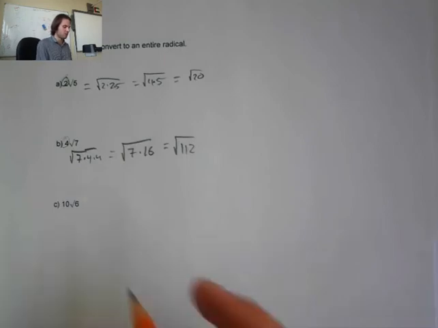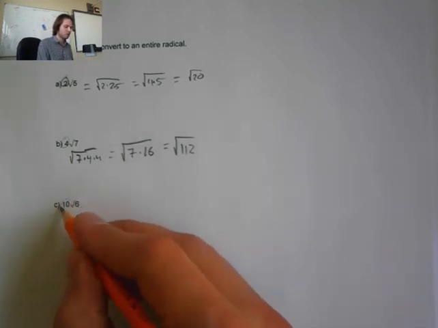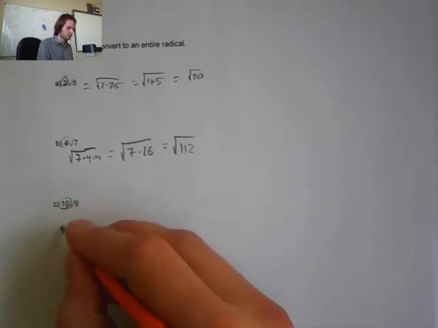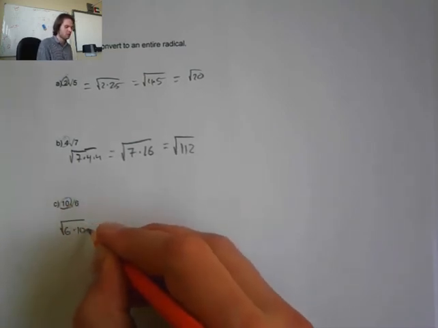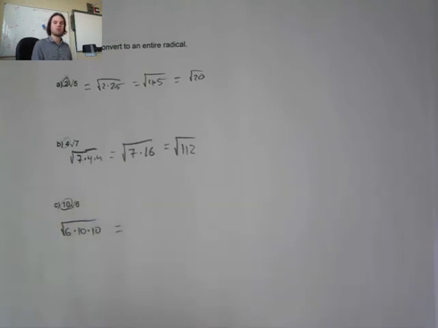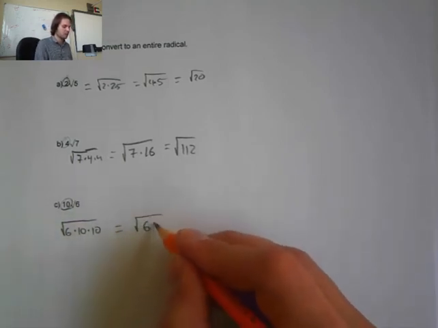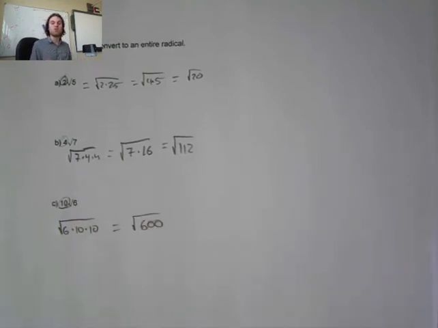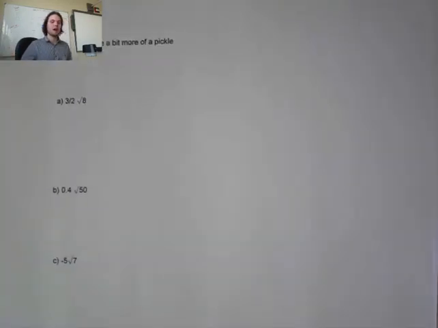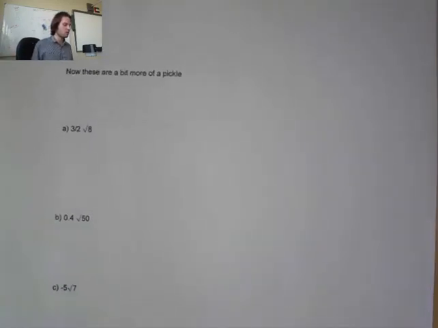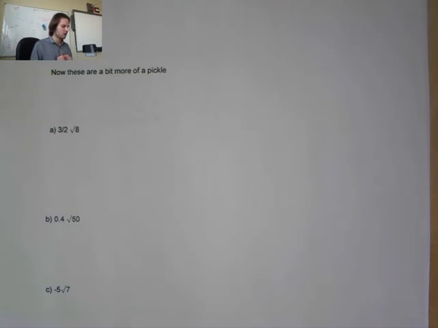How does that work? So I have to multiply 10 in twice, because we took out 2 10's. So we have square root 6 multiplied by 10 multiplied by 10, which is equal to square root 600. And that's it. Pretty simple, isn't it? Now, here are some a bit more of a pickle questions. Let's try these ones here.